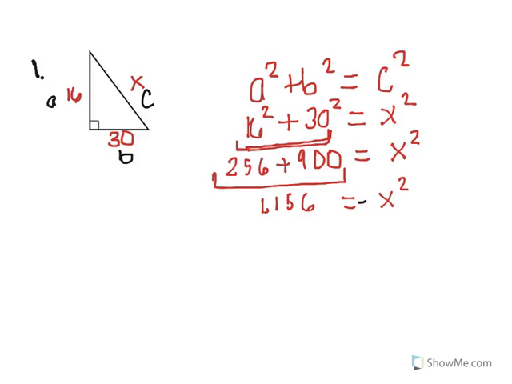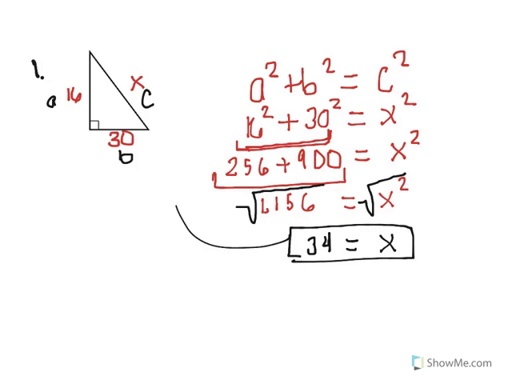To find out what x equals, to undo a squared, we take the square root. So take the square root of both sides. On this right side, the square root of x squared is just x. Bring down your equal sign. Then we need to know the square root of 1,156. That is 34. So the hypotenuse here in our problem is 34. That is the length. Let's try another one.